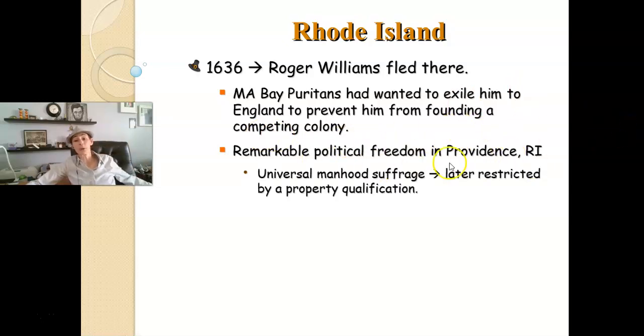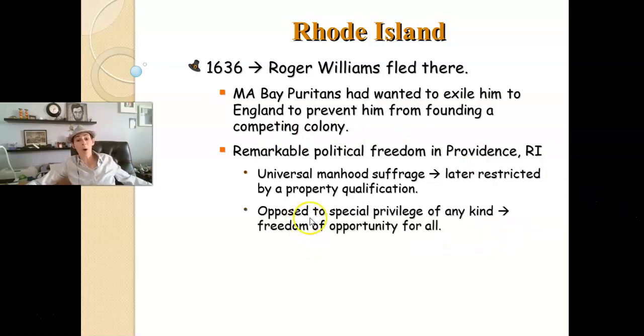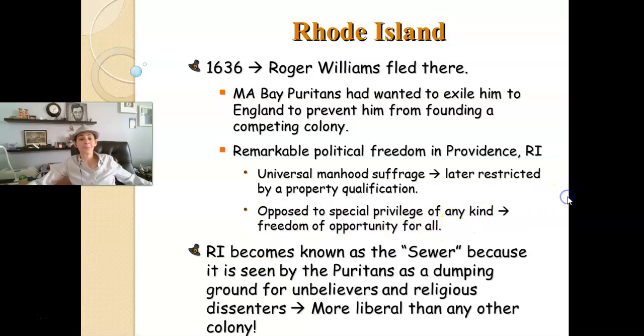But he created a lot of freedom in Providence, which would become the capital of Rhode Island, right? He had universal manhood suffrage. Long after his death, they restricted it with a property qualification. But the way Williams founded it, you had universal manhood suffrage, which, of course, to us women, we're like, why not us? But hey, you got to look at the context of the time. And for the context of the time, the fact that every man was able to vote was pretty impressive at that point, right? He opposed special privileges of any kind. He wanted freedom of opportunity for all.